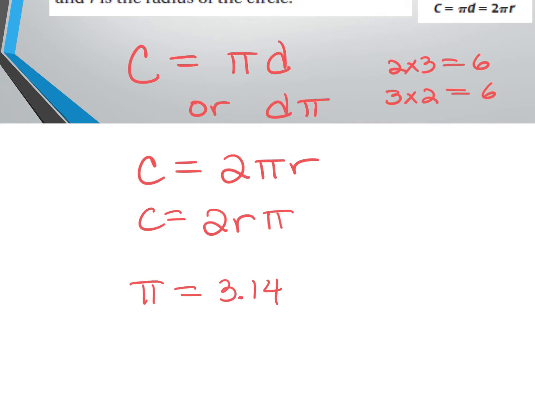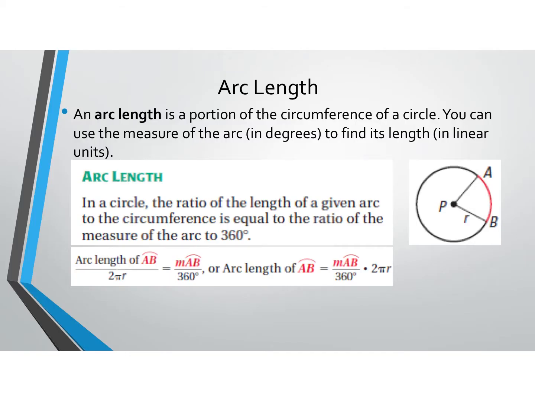The next definition we need to look at is the arc length. An arc length is a portion of the circumference of a circle. You can use the measure of the arc, and this is what we were already working with in chapter 10, because it's measured in degrees. When we talk about the arc length, we're talking about a linear unit, like inches or feet or meters or centimeters. When I refer to the arc length, again, remember, it's part of the circumference.